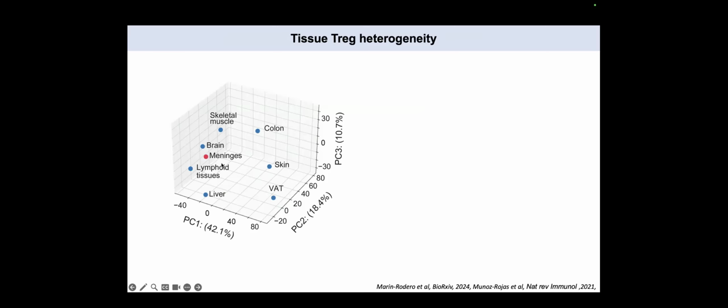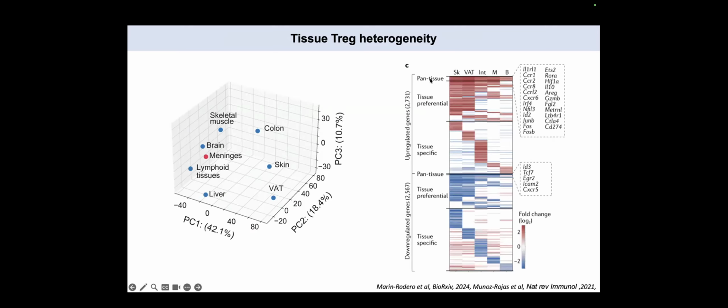Indeed, for a couple of years, it was shown that tissue Tregs are really specific transcriptionally speaking. As you can see in this PCA analysis, they are all different from one another, and they are also different from circulating Tregs or Tregs present in the lymphoid tissue. To go into more detail, it was shown that tissue Tregs express a specific pan-tissue Treg transcriptome, as you can see here. They all have the same. However, each tissue Treg from each tissue presents a specific transcriptome. In other words, Tregs from the skin will not express the same transcriptome as Tregs from the meninges or the adipose tissue.